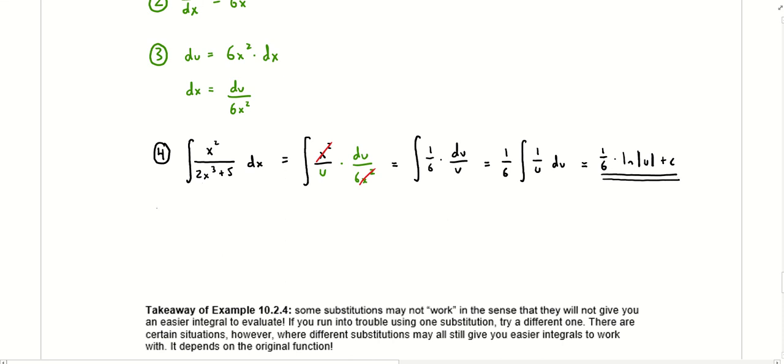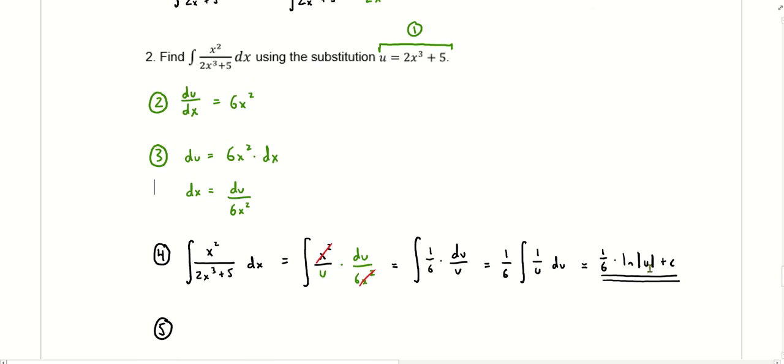And so in step 5, I undo my substitution by noting that u is 2x cubed plus 5. So I'm going to replace my u in this expression with 2x cubed plus 5. So my final answer here is 1/6 times the natural log of the absolute value of 2x cubed plus 5 plus c.